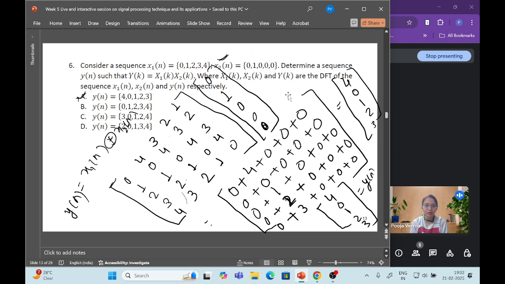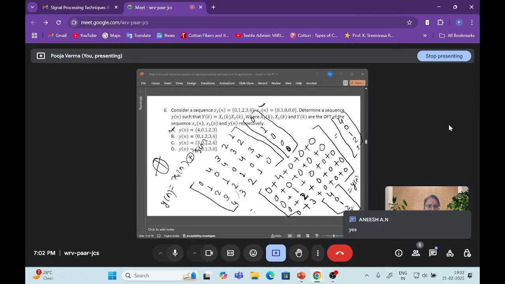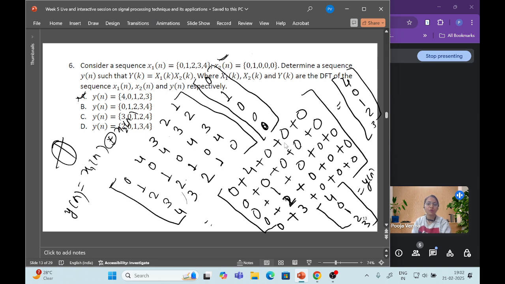The other way is also there: a circular method, just make a circle and calculate from here. Some steps are required. But it is more than 4 points, so from this we can't calculate because here it is a 5-point DFT. So the best way to calculate the circular convolution is the matrix multiplication method. I hope you are getting it. So moving to the next question.